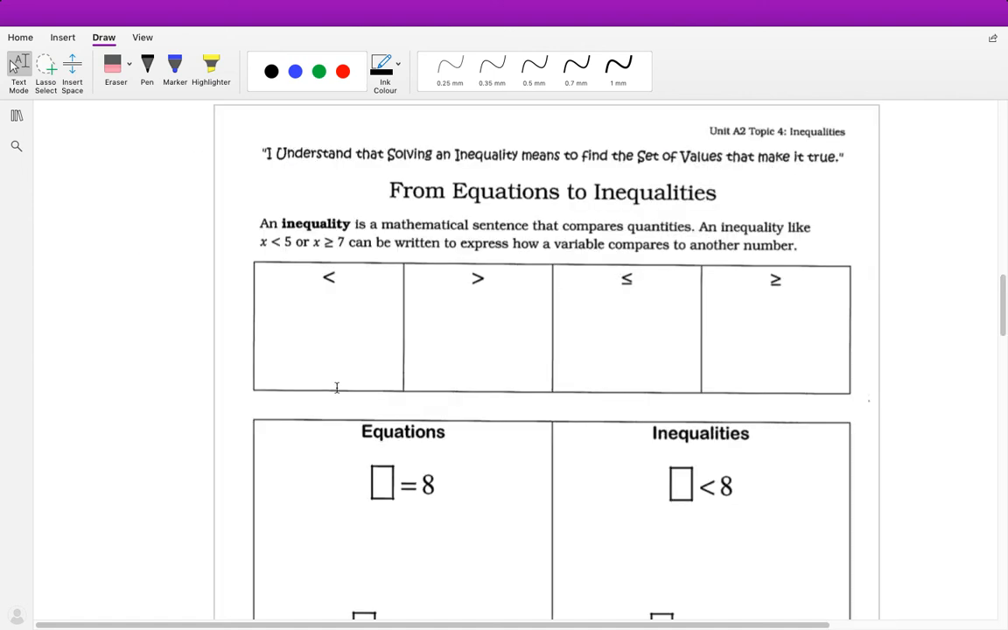All right, so let's just talk about an inequality real quick for a little bit. It says an inequality is a mathematical sentence that compares quantities. An inequality like x is less than 5 or x is greater than 7 can be written to express how a variable compares to another number or a set of numbers. These are the different inequality symbols that you're going to see.